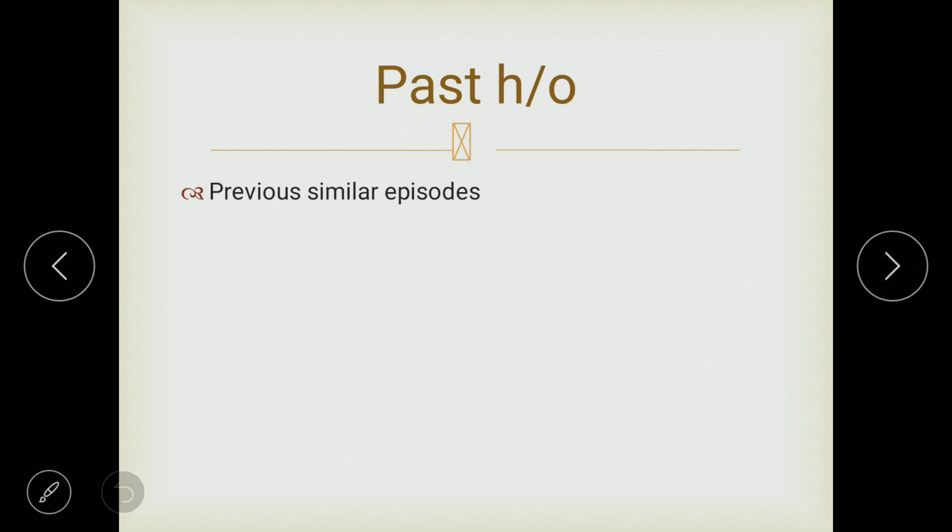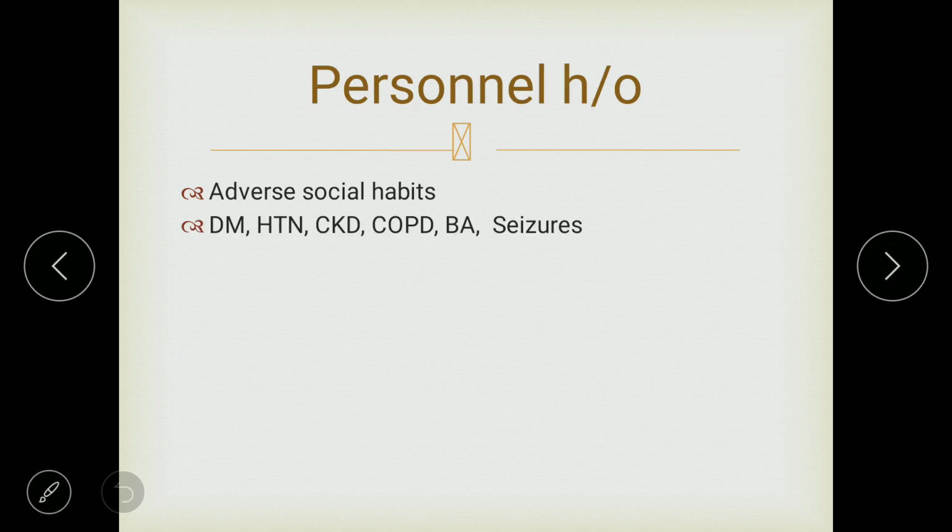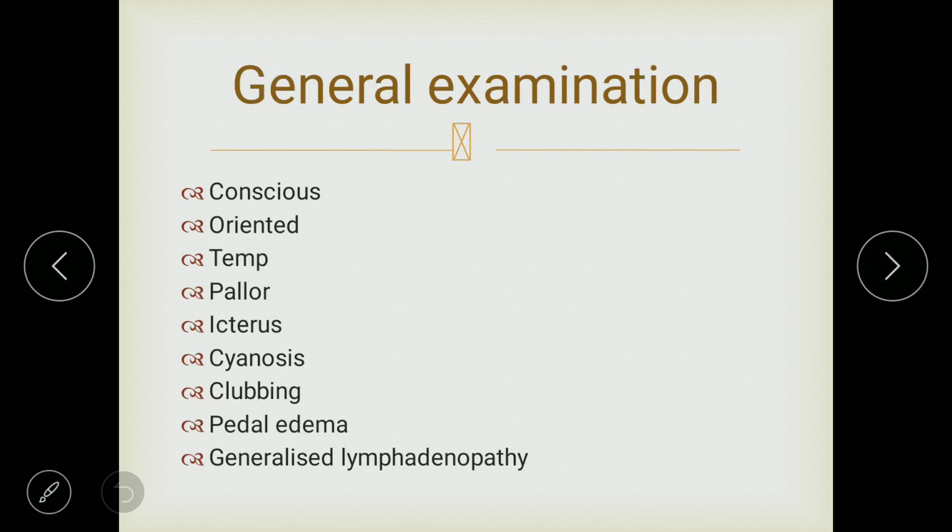Past history, ask for similar history in the past. Personal history, ask for any adverse social habits, diabetes, hypertension, bronchial asthma, COPD, diseases, etc. And general examination, consciousness. As far as pleural effusion is concerned, pleural effusion per se will not cause any loss of consciousness or altered sensorium. And orientation, you can check.